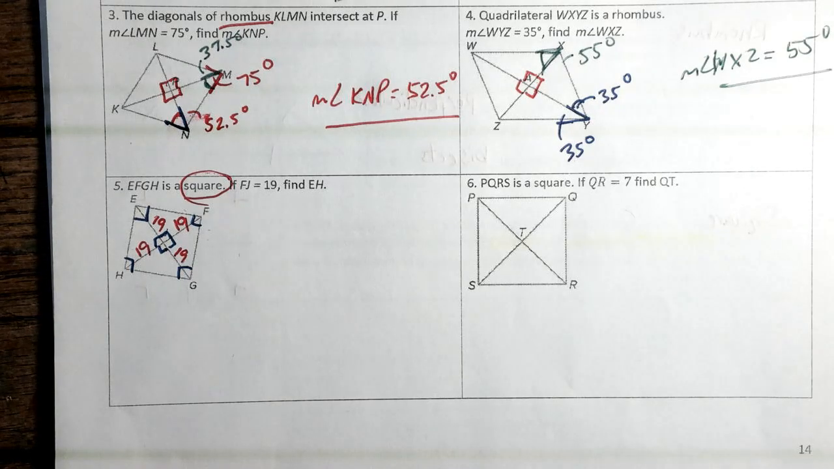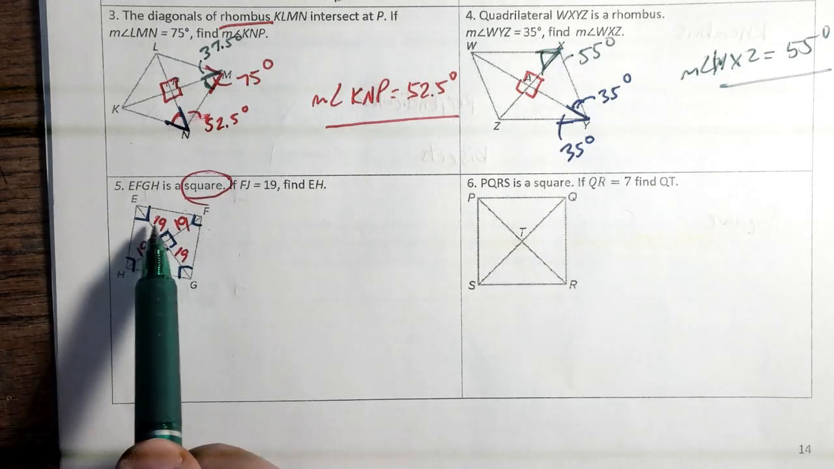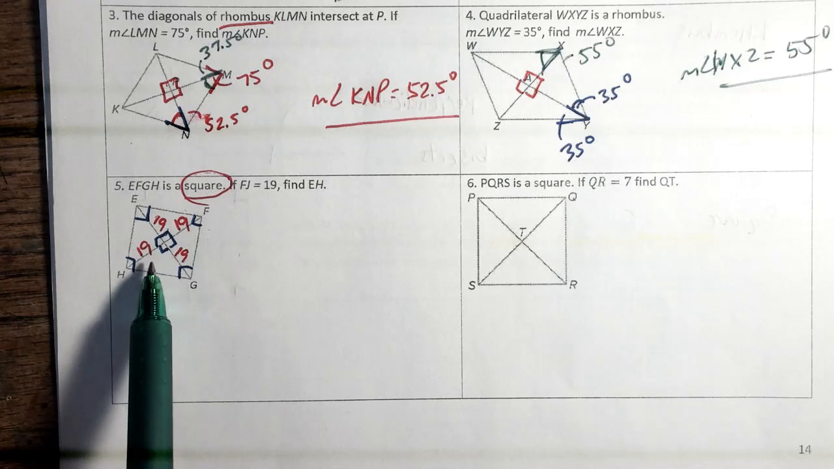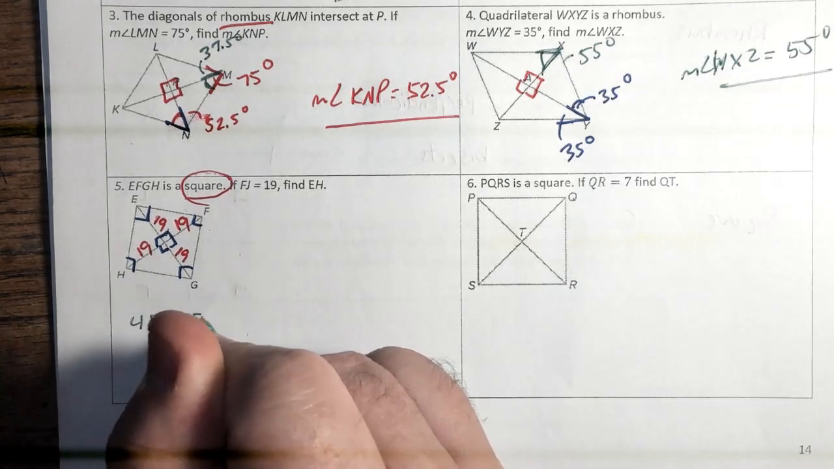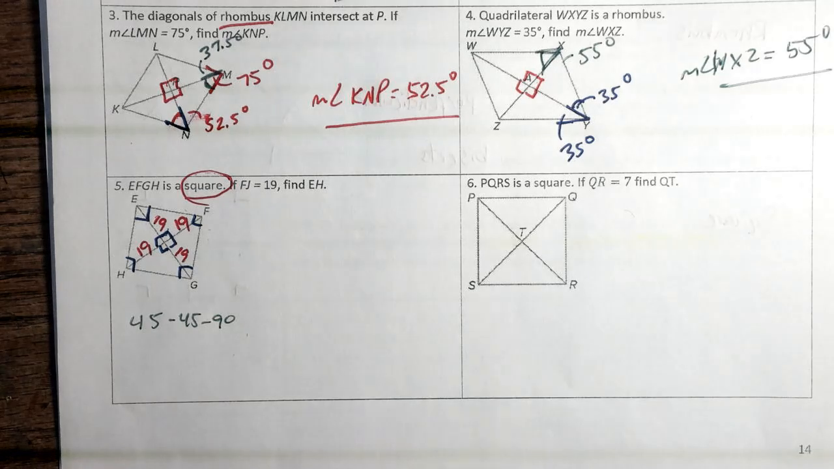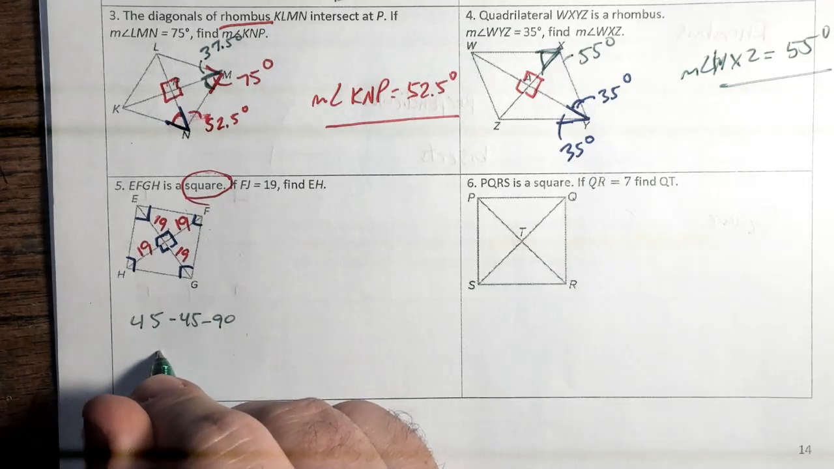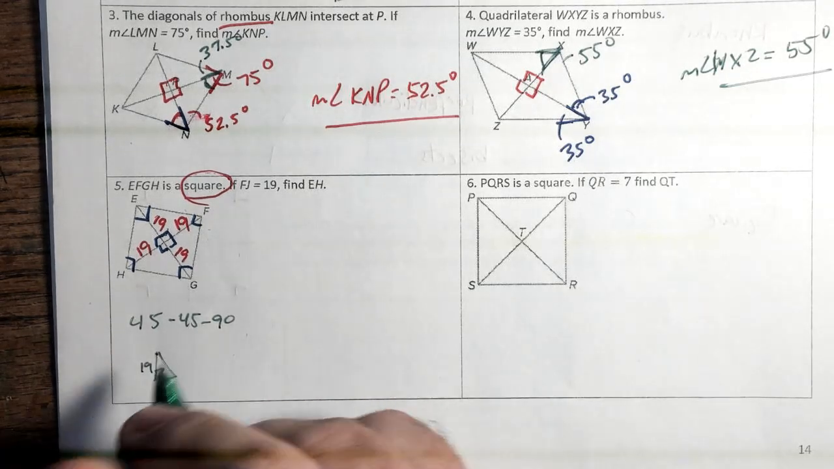I'm going to show you two quick things, and I'm trying not to make this video any longer than it already is. We want to find EH over here. Notice all these on the inside are 19. This is a 45, 45, 90 triangle. This is something we're going to learn in Module 9 when we get into a little bit of trigonometry. So 45, 45, 90, real quick: this is 19, this is 19.